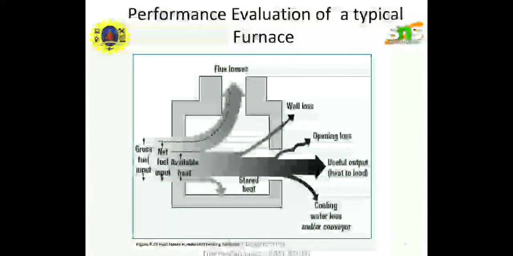Performance evaluation of a typical furnace. Here is the heat loss in an industrial heating furnace: gross fuel input and net fuel input. This is the available heat. Then there is the wall loss, opening loss, useful input, cooling water loss, and the conveyors.